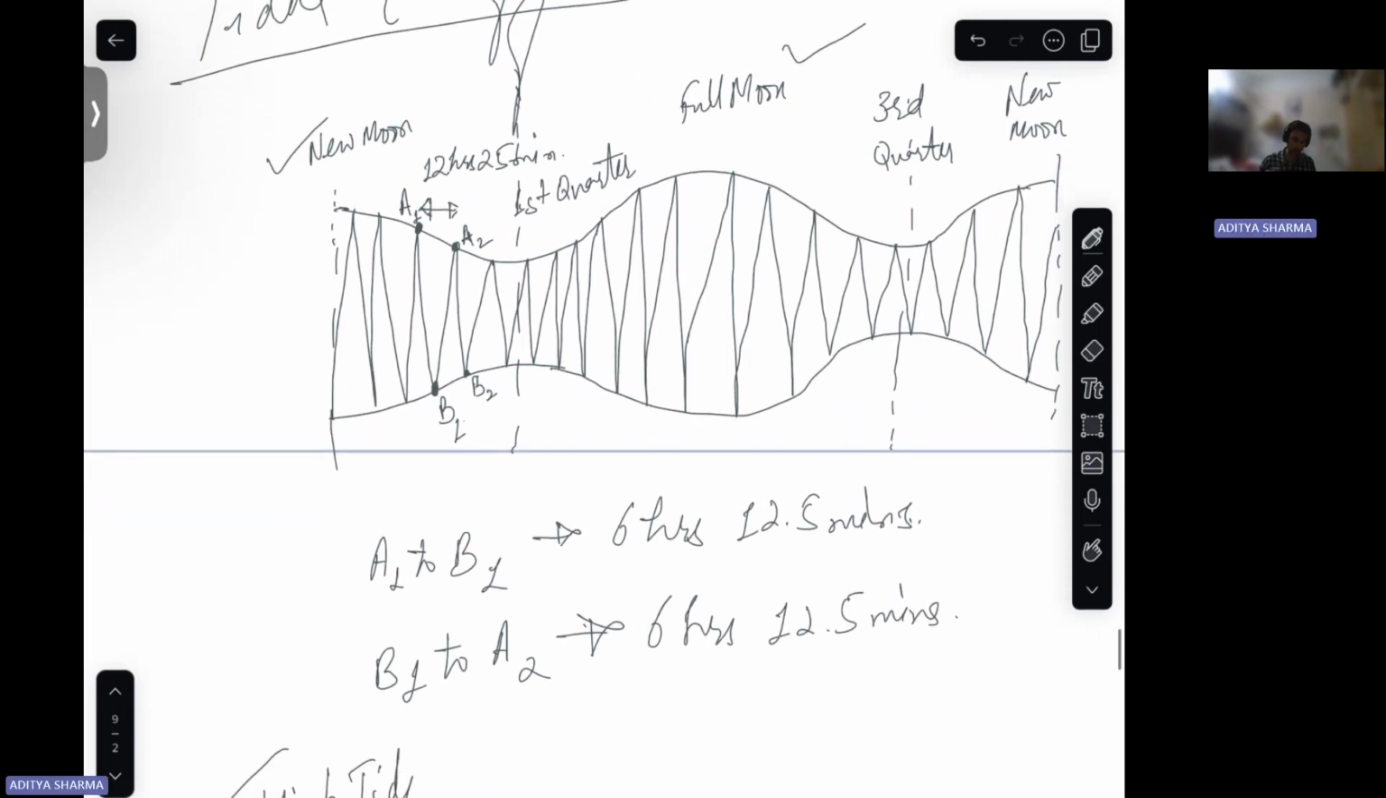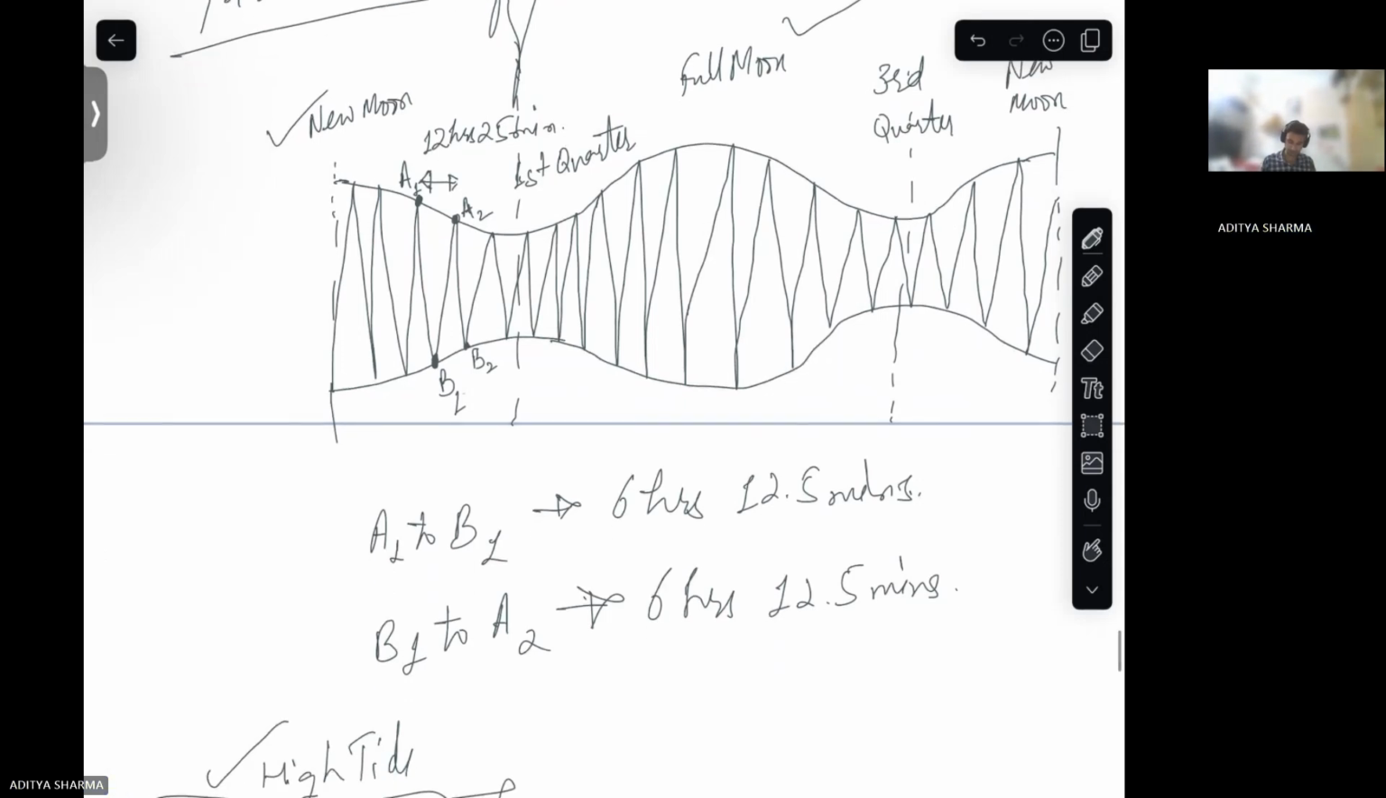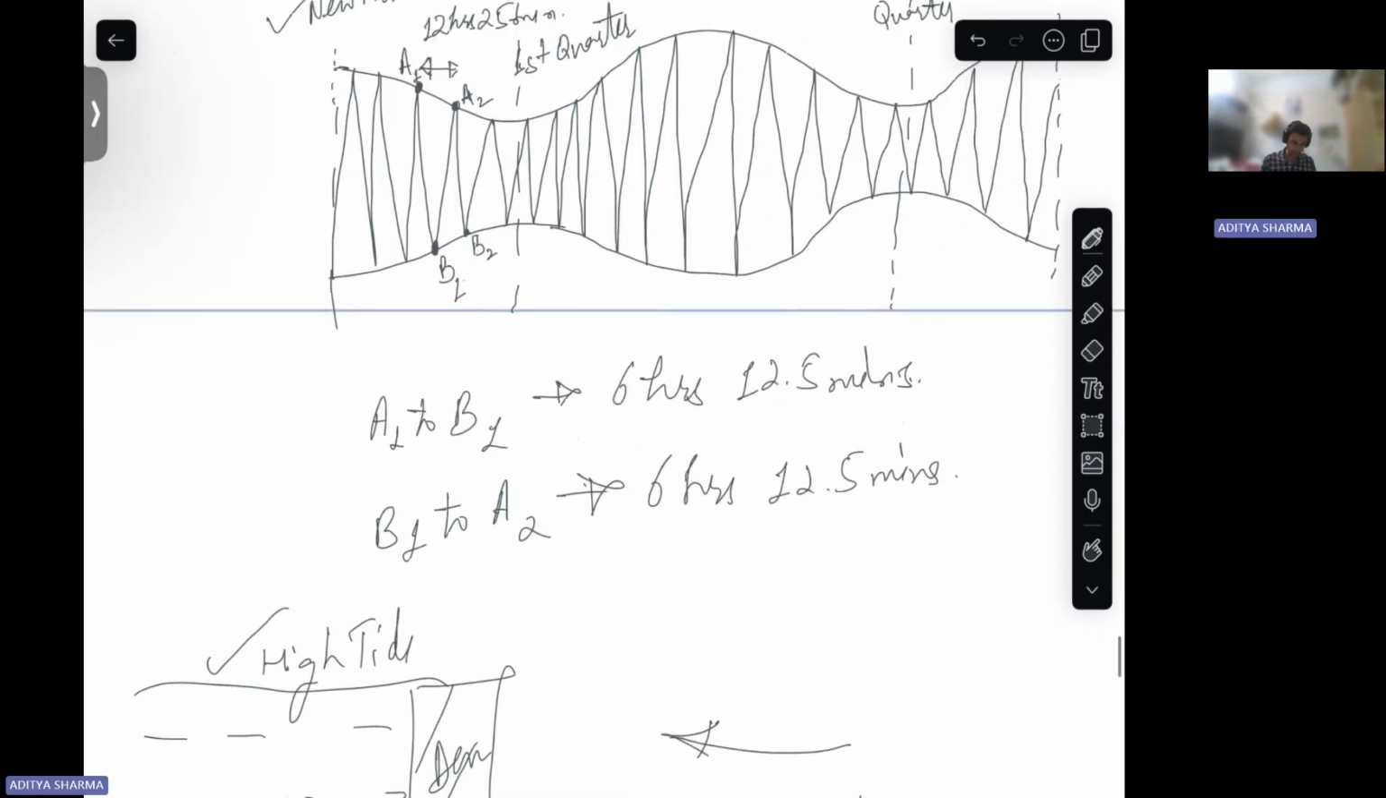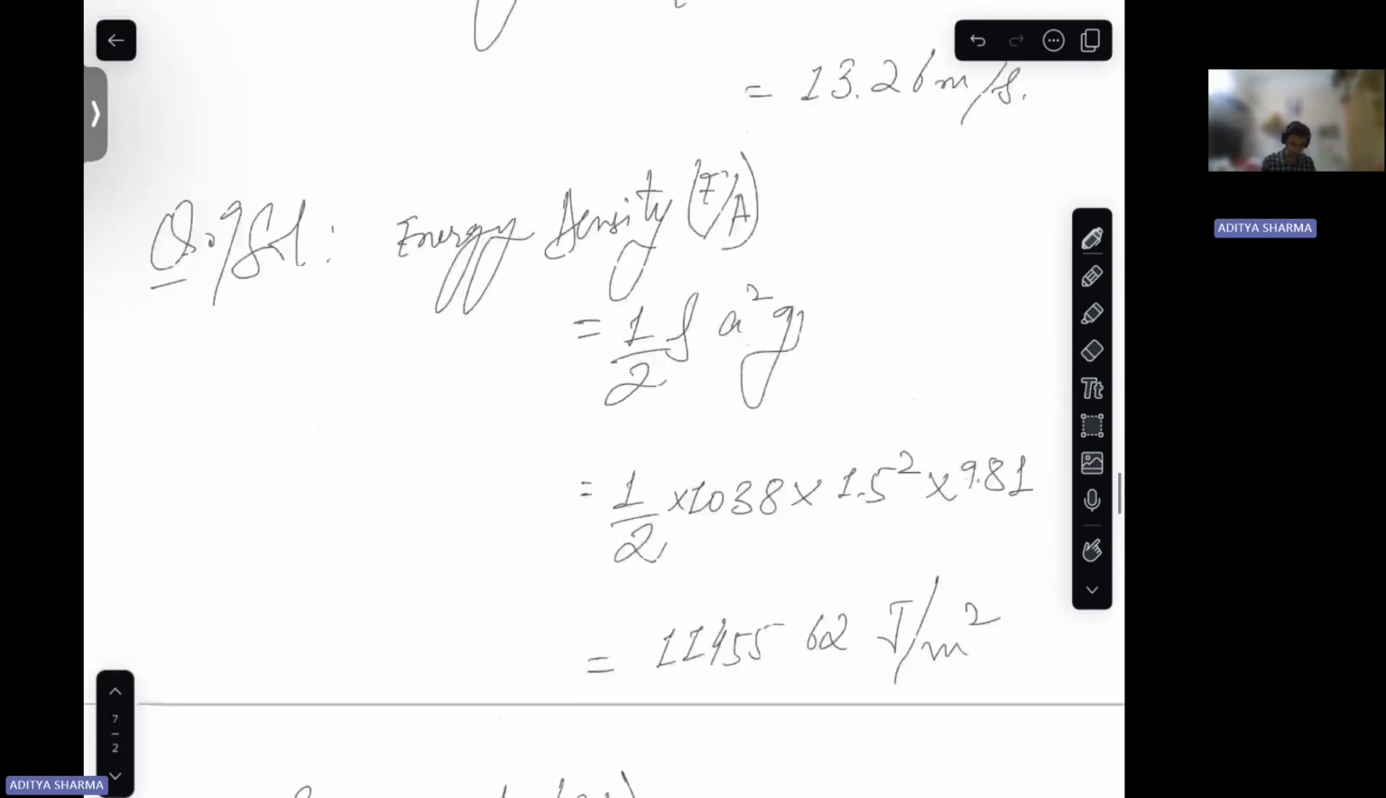So in 24 hours 50 minutes, you can have two sets of tidal cycles where you can harness the tidal energy, right? So this was it about tidal energy.